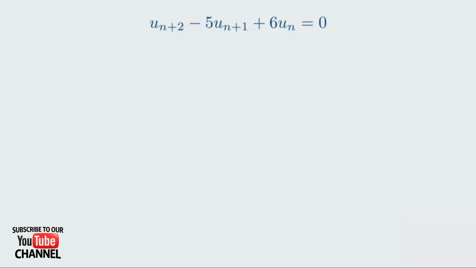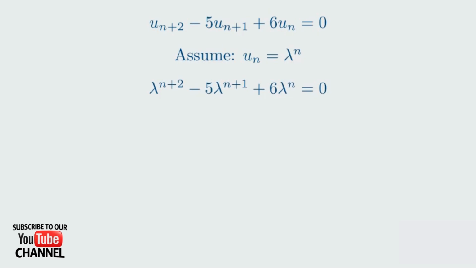To find the complementary solution, we look at the homogeneous version of the equation, where we set the right-hand side to 0. We assume a solution of the form u sub n equals lambda to the power of n. Substituting this into our equation gives us the characteristic equation. By dividing through by lambda to the power of n, assuming lambda is not 0, we get a simple quadratic equation. This is a standard quadratic that factors easily.